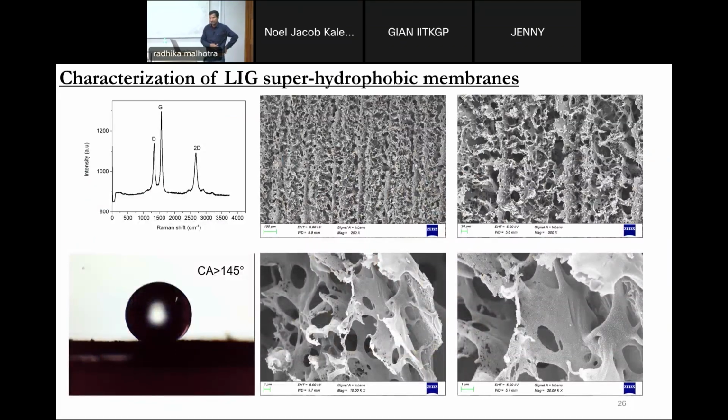Then we characterized these membranes and confirmed the graphene with Raman, and look at this structure. It is highly porous, but it still works, and the contact angle is about 145 plus.